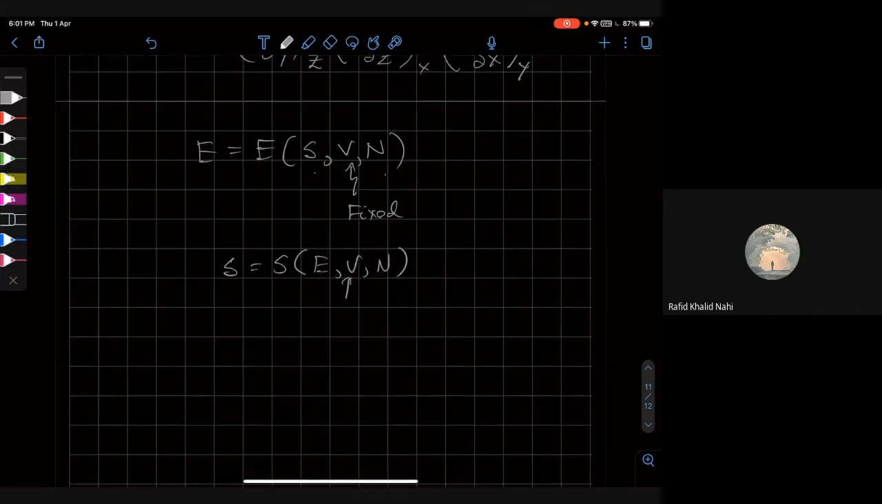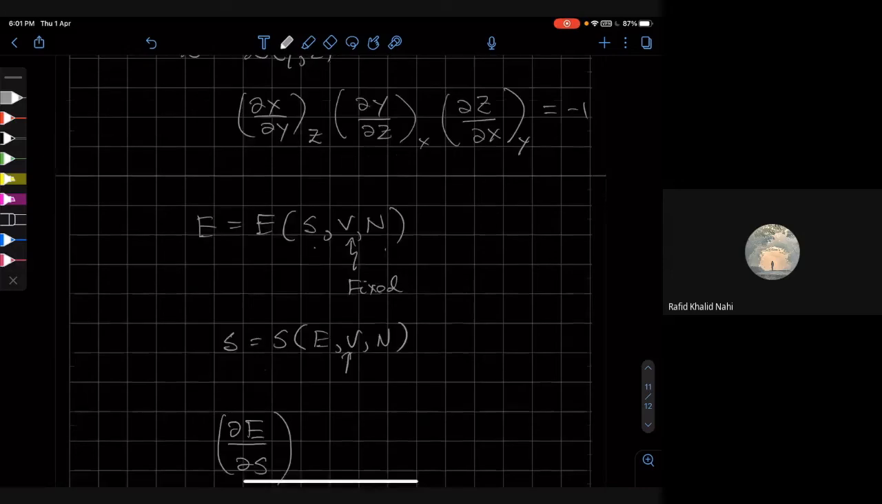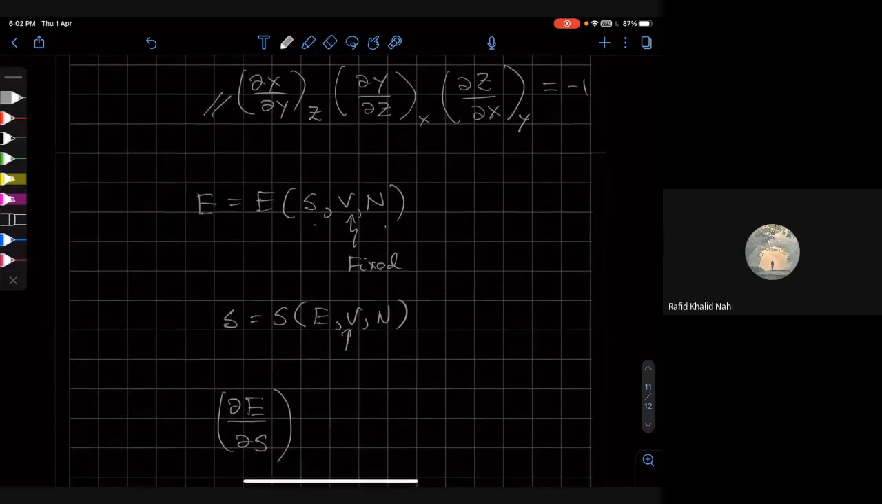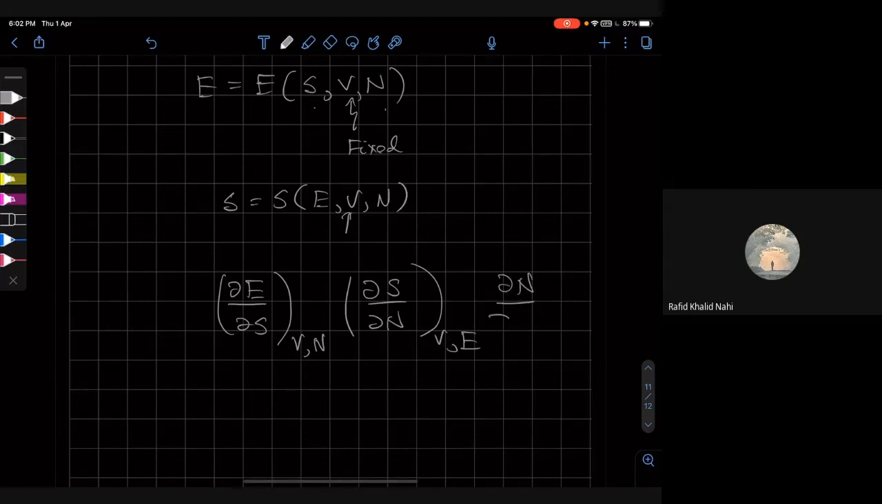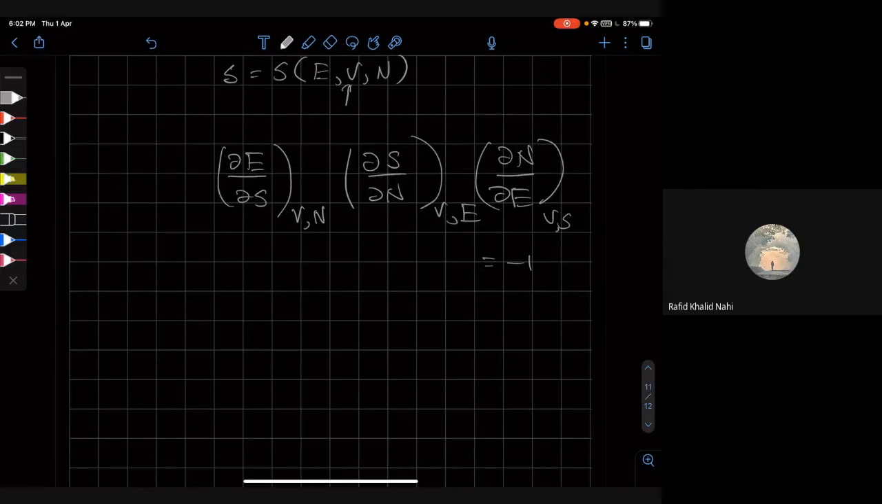So if I do this, then I can write the analog of this identity, where we have del E, del S, but now we are keeping V and N constant. And then del S, del N, we are keeping V and E constant, right? And then del N by del E, we are keeping V and S constant. And that has to be equal to -1. So let's see if this is true.